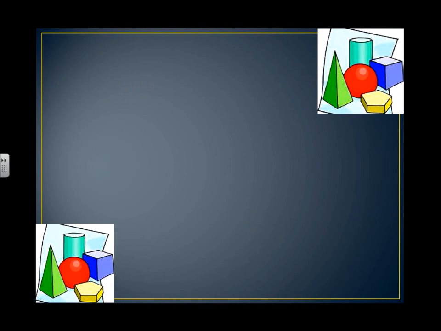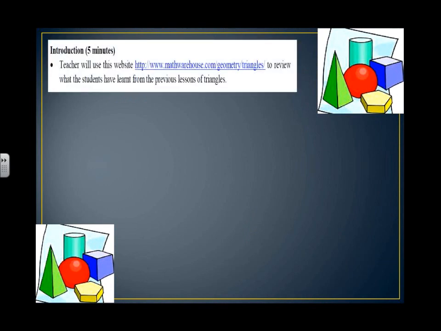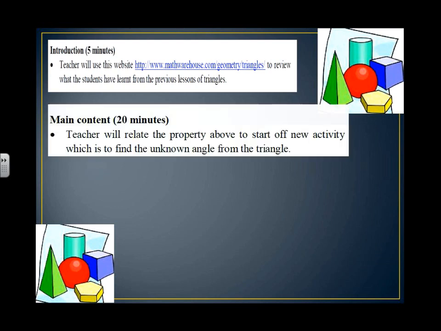For the introduction, the teacher will use this website to review what the students have learned from the previous lessons on triangles. This is an interactive activity for students and teachers. In the main content, the teacher will relate the property above to set up a new activity, which is to find the unknown angle from the triangle.